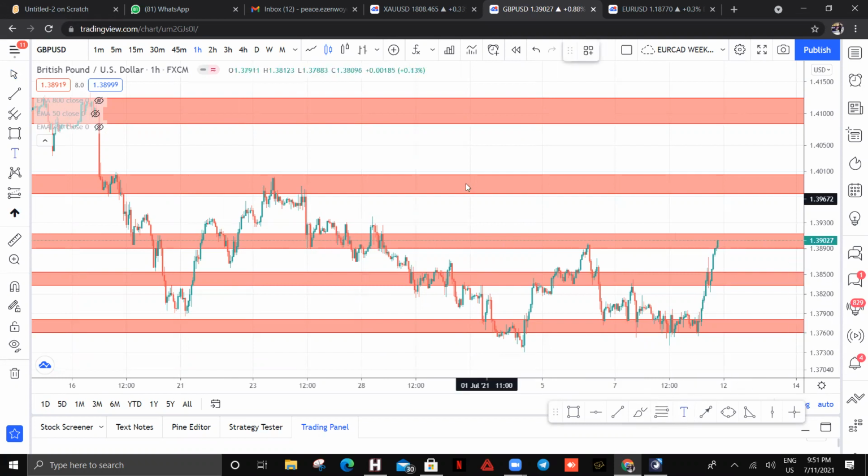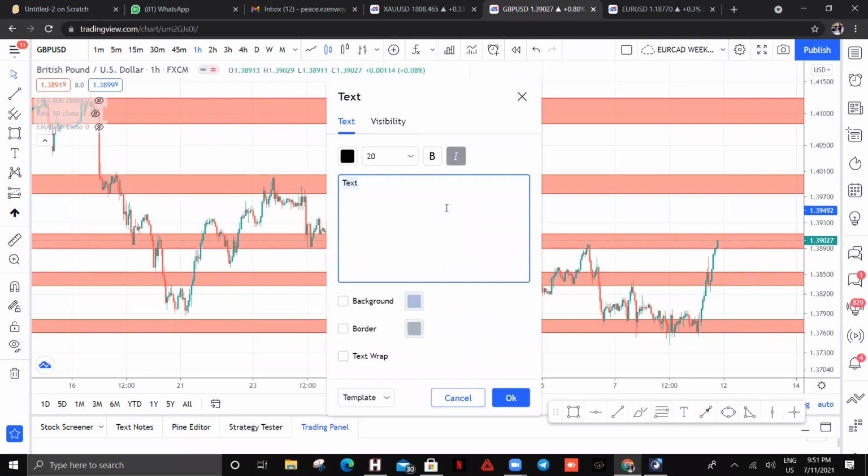Let me type it for those who this is their first time in my class. Buy on a support, sell on a resistance zone. Never buy on a resistance zone or sell on a support zone. That is bad trading. So this simply means buy low, sell high. This is simple.